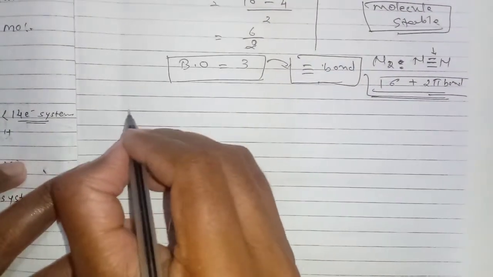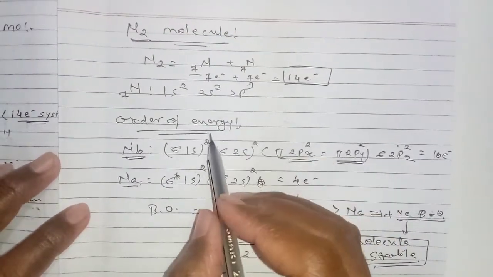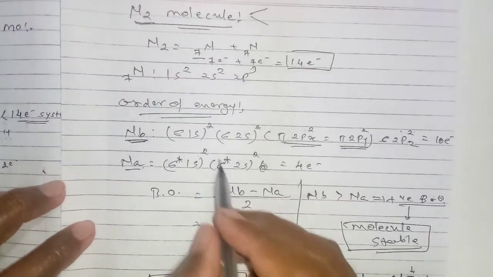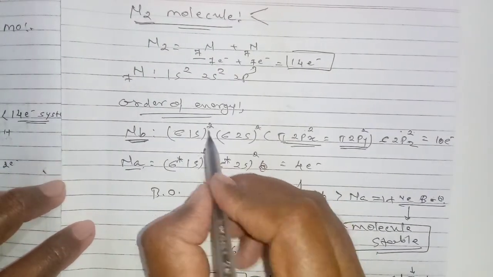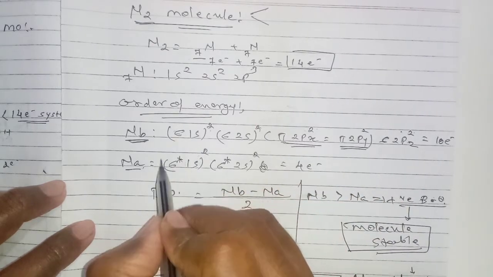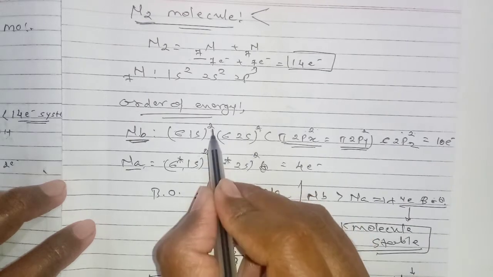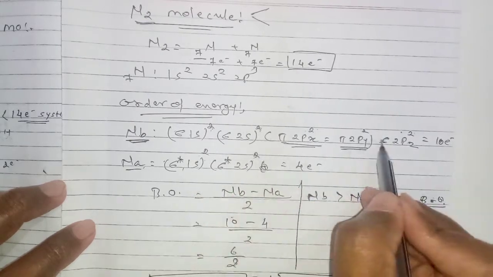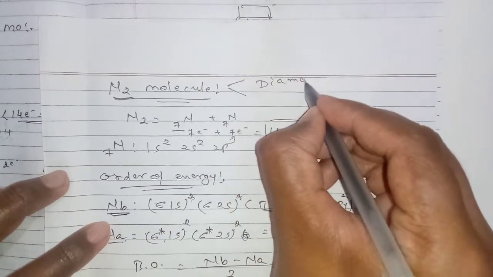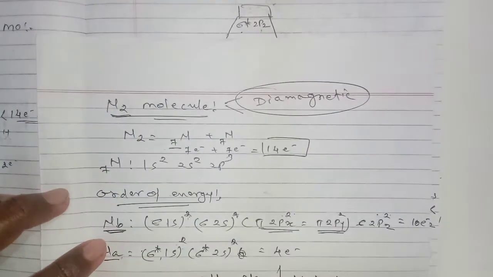Now the diamagnetic nature or the paramagnetic nature. Here all the electrons present in the molecular orbitals are doubly occupied. They are paired electrons, so it is diamagnetic in nature.